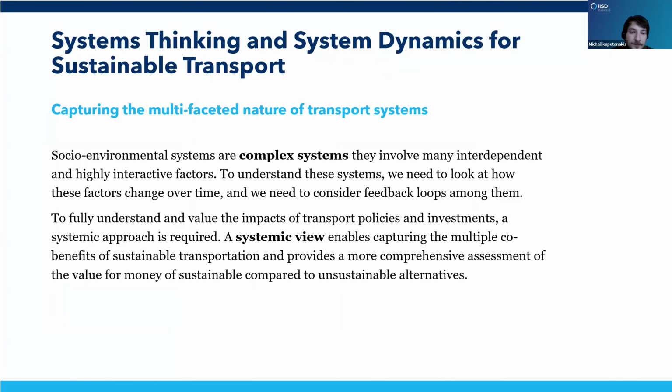How can we apply this systems thinking to sustainable transport? So socio-environmental systems, as we know, are complex. They involve many interdependent and highly interactive factors. And in order to understand these systems, we need to look at how these factors change over time. We need to consider feedback loops that we'll talk about when I present the causal loop diagram. And overall, to fully understand and value the impacts in the case of transport and transport policies and investments, a systemic approach is required. So a systemic view basically enables the capturing of the multiple co-benefits of sustainable transportation. These co-benefits can be social, environmental, or economic. And in general, it provides a more comprehensive assessment of the value for money for sustainable investments compared to unsustainable alternatives.